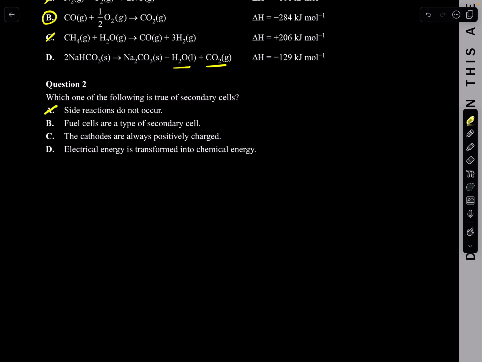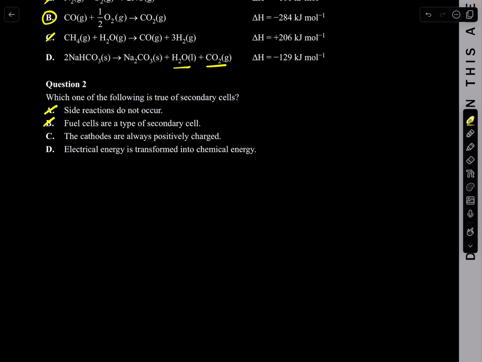B. Fuel cells are a type of secondary cells. Wrong. Fuel cells are primary, my apologies. Basically, fuel cells are galvanic cells, like galvanic, not actual electrolytic cells. So be careful with the wording here. Secondary cells are both electrolytic and galvanic, but we know fuel cells are basically just galvanic.